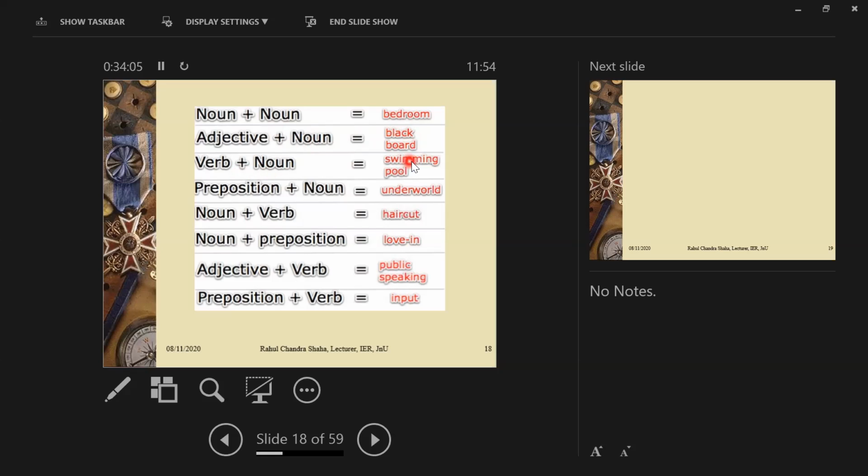Here swimming is a verb and pool is a noun. And the next one is preposition plus noun. Under is the preposition and world is the noun, and this is called underworld. And the next one is noun plus verb. Here hair is the noun, and when you cut the hair it is called haircut. Furthermore, there is also noun plus preposition, loving. Another is adjective plus verb, public speaking. And the last one is preposition plus verb, that means input. So that's all the examples of the compound noun or the collocation words. So the examples I have discussed in this slide, is it clear to you students?